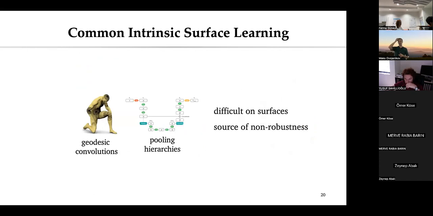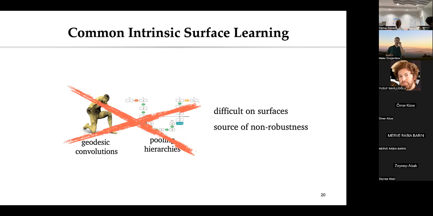So basically the challenge is that we have two main components. We have these geodesic convolutions that I described. There's also something that I didn't describe, which is pooling hierarchies. Again, you can imagine trying to mimic pooling on images on surfaces. Basically you can construct a set of simplified shapes, and I'm not going to get into that, but it's hard. So I'm just going to say, if you do this, this is a source of non-robustness. And so the question that we posed, my colleagues and I, is basically: can we do some learning but avoid these two operations? So basically avoid geodesic convolutions and avoid pooling hierarchies altogether, right?